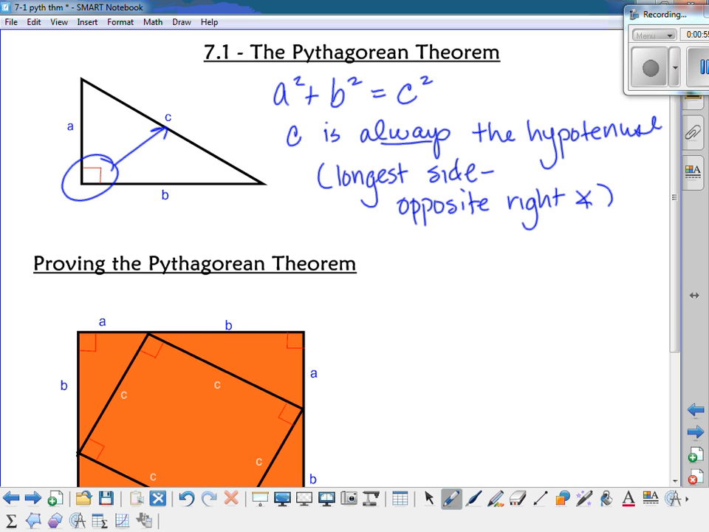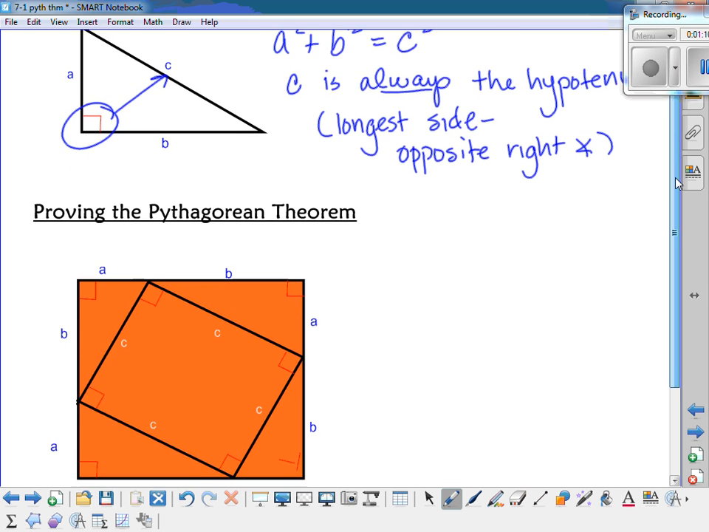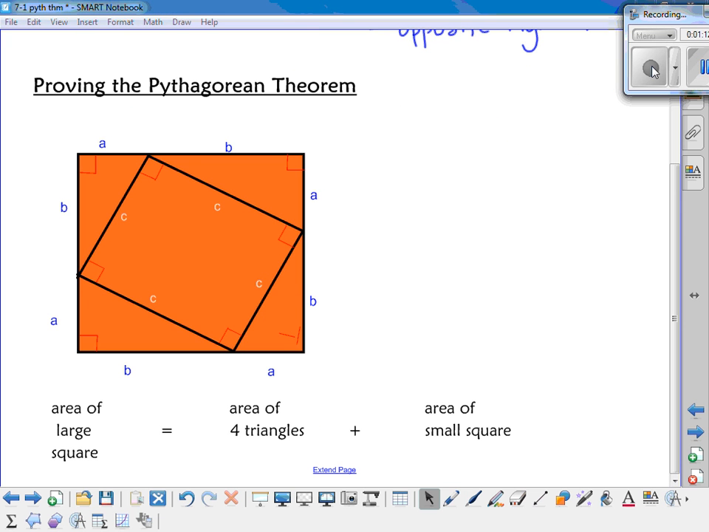So what I'm going to do now is show you one of the proofs for the Pythagorean Theorem. You can actually just watch this if you want to. You don't have to write this down, okay? There are multiple proofs for the Pythagorean Theorem, and this is just one of them. So I want to show that to you.